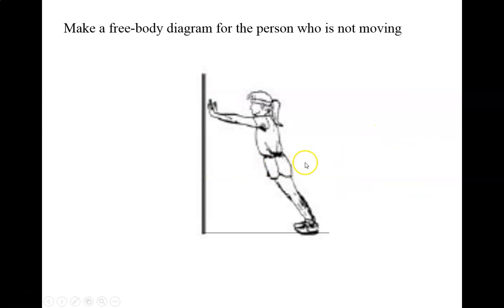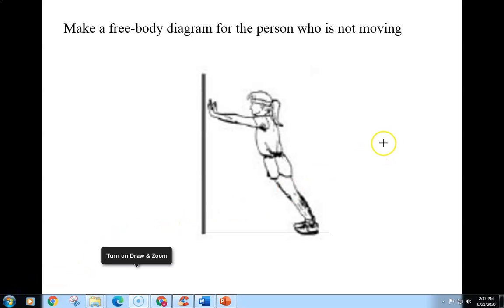Let's look at a force diagram for a girl who's stretching. So, forces that are acting on the girl. If we were to draw a box around the girl, what forces are moving through the box, or cutting through the box? Well, like normal, we have gravity.